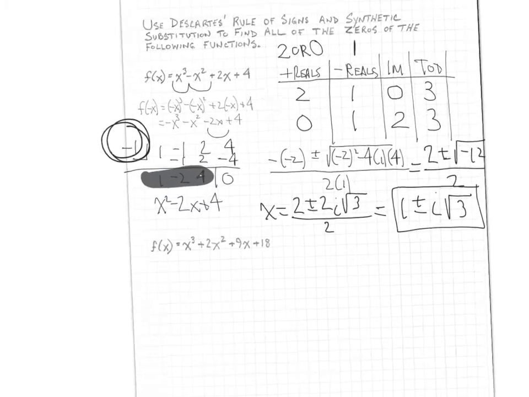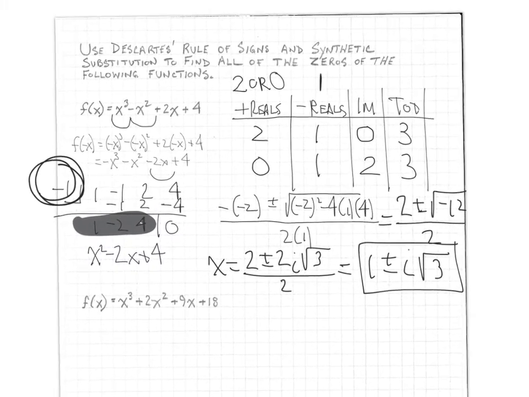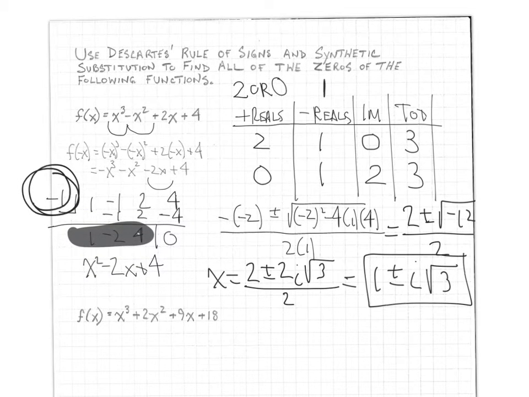So how did Descartes' rule of signs help us here? Well, it helped us narrow down right away which numbers to try using synthetic substitution, because in the second scenario there were no positive reals. So we decided to just try negative reals, and we got lucky. The first one we tried was negative 1.